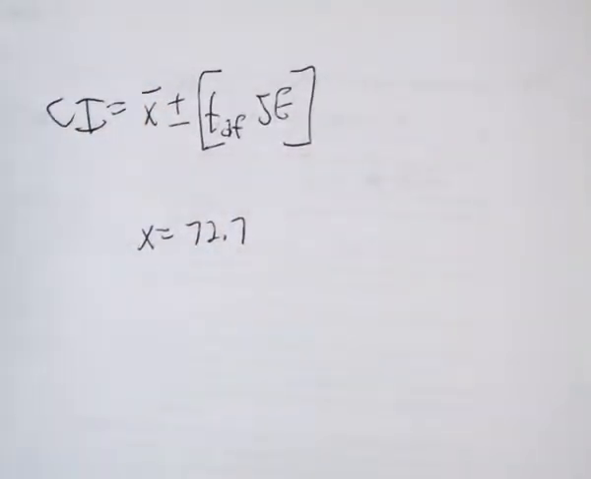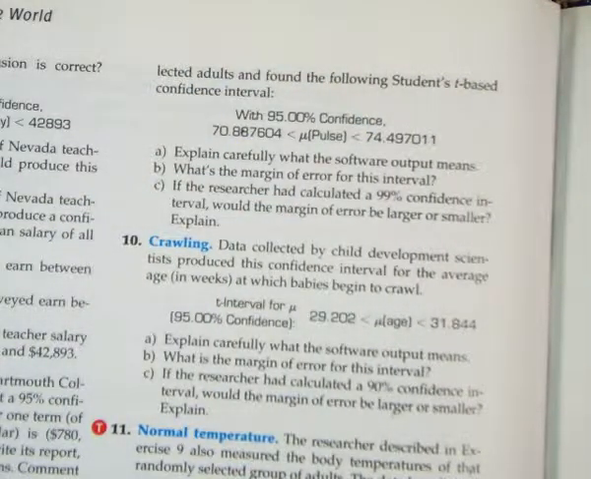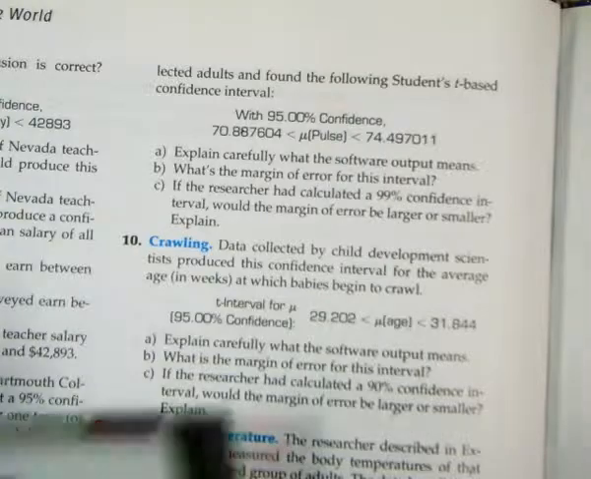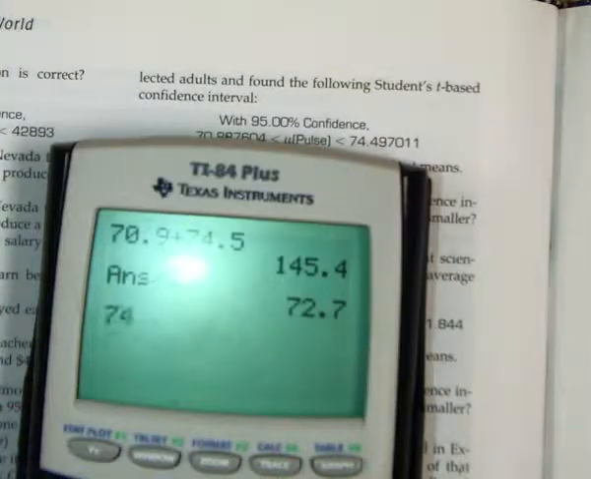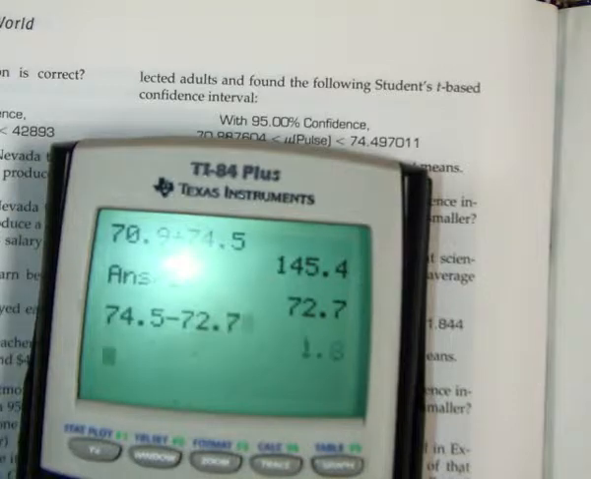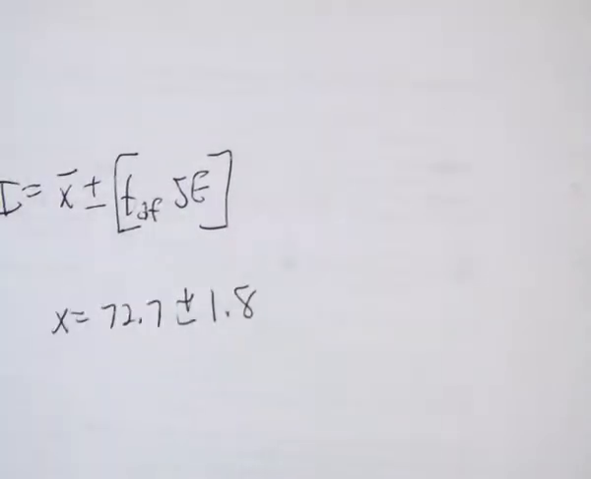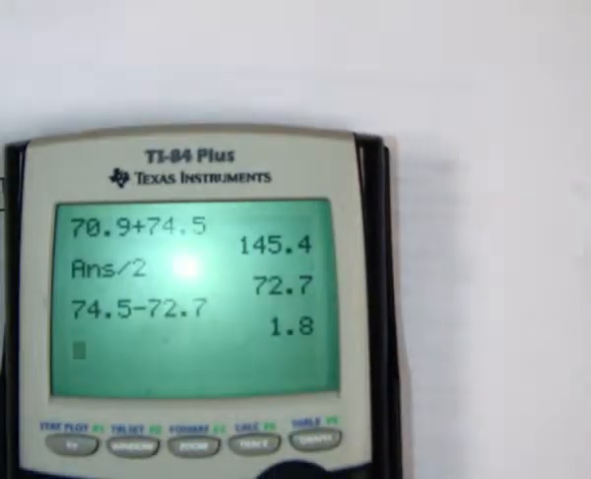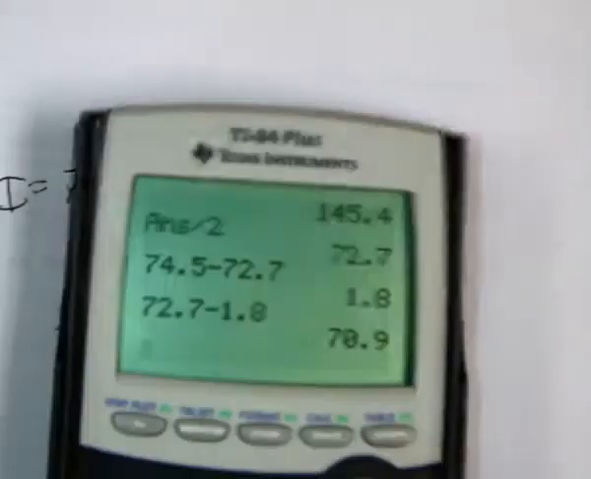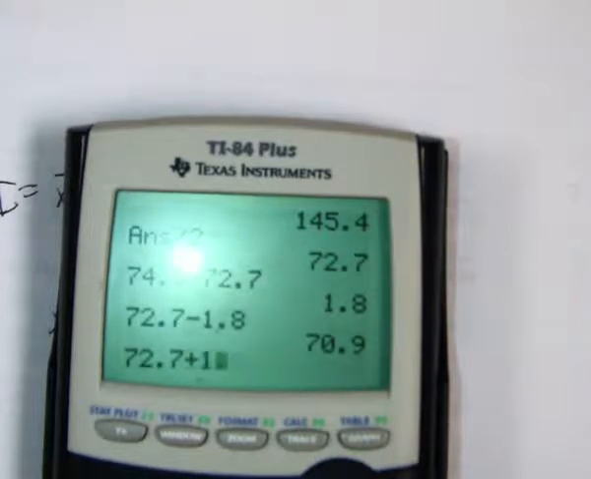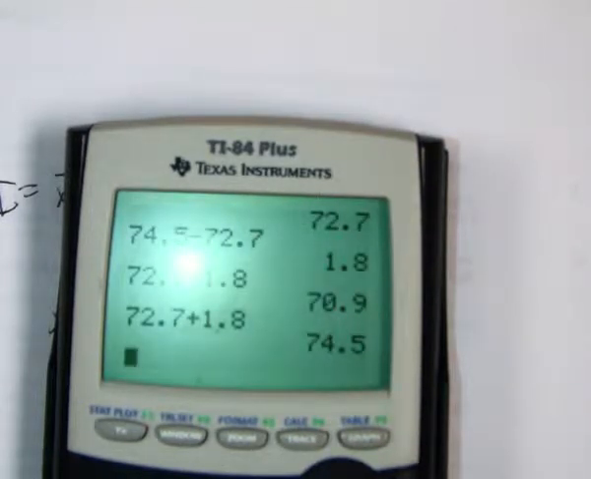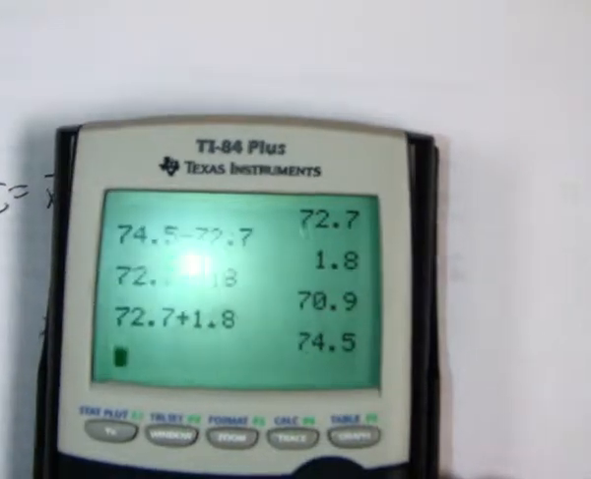So what am I adding and subtracting to 72.7 to get this lower bound and this upper bound? We can use either one of them. I'm going to use the 74.5. So 74.5 minus 72.7 is 1.8. So the margin of error is plus or minus 1.8. If I do 72.7 minus 1.8, I get the lower bound of 70.9. If I do 72.7 plus 1.8, I get the upper bound of 74.5. So my x bar is 72.7 and my margin of error is plus or minus 1.8 beats per minute.